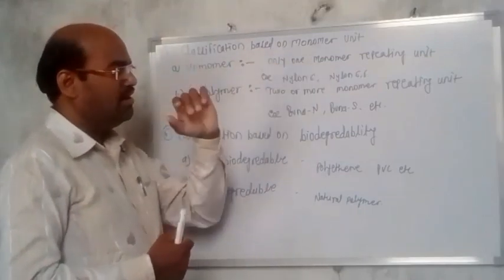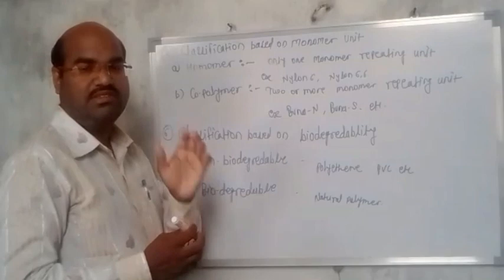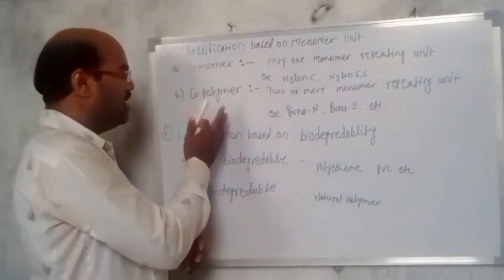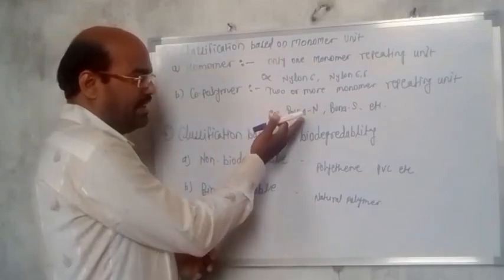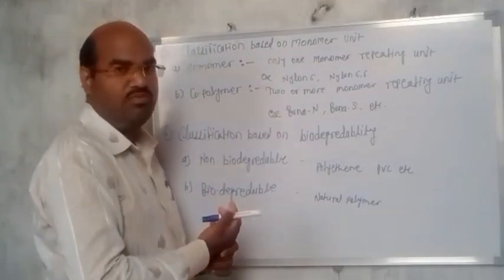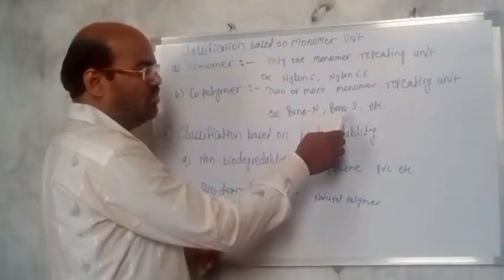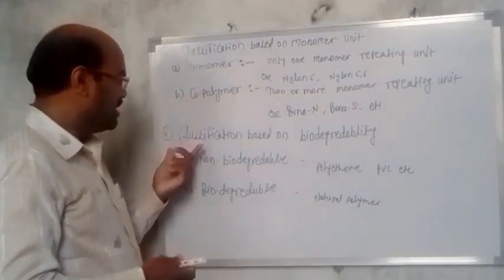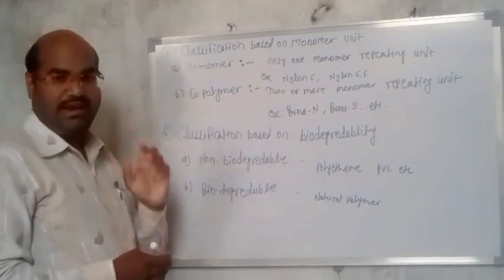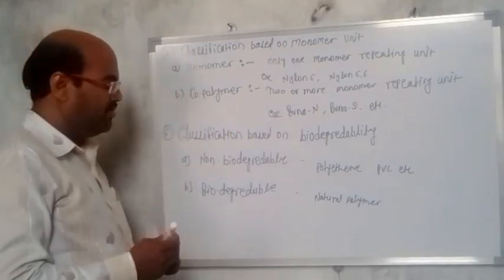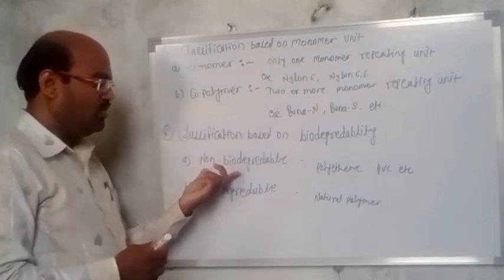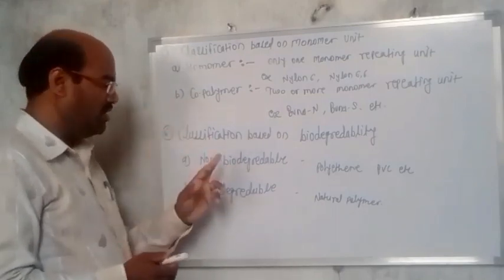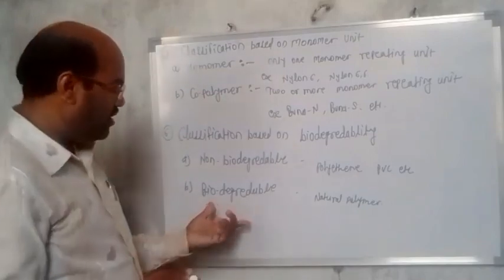Homomer examples nylon 6, nylon double 6, then polyethylene, PVC, so many examples. And copolymer, it contains two or more monomer unit. Buna-N, Buna-S, these are the example of copolymer. Then classification is based on biodegradability. Biodegradability, they are again two types, non-biodegradable and biodegradable. Polymers are two types again, non-biodegradable and biodegradable.